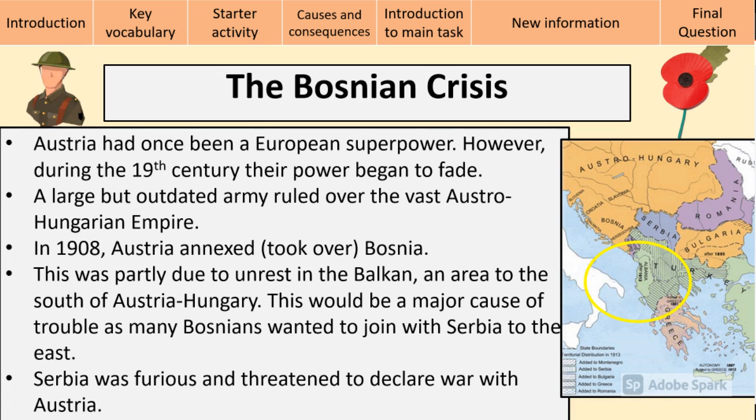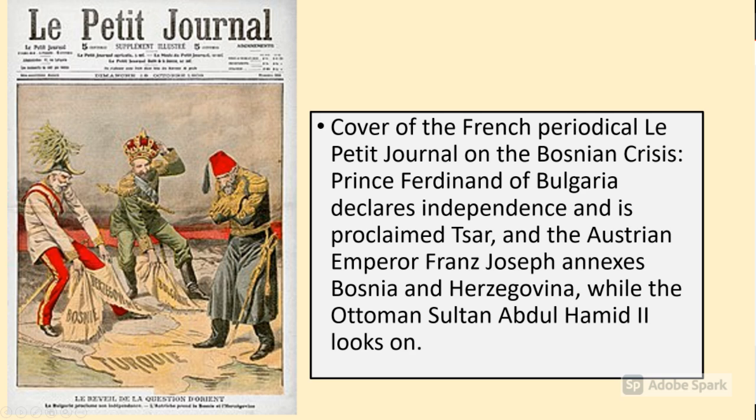Look at the map to the right. You can see Bosnia in orange in the north. However, because Austro-Hungary has taken over Bosnia, Bosnians are very angry and want to join with the blue country to the east, Serbia. This is the cover of the French periodical Le Petit Journal on the Bosnian Crisis.